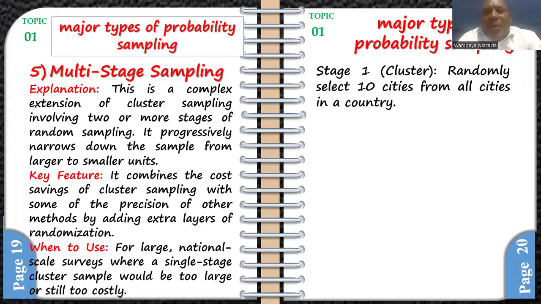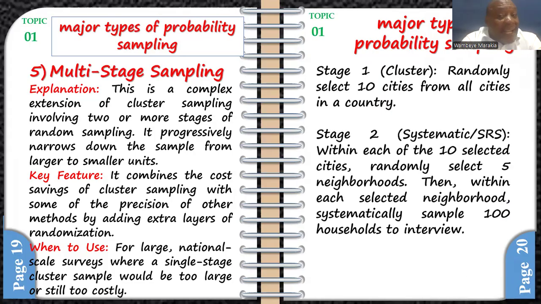In this one, we have stage 1, cluster: we randomly select 10 cities from all the cities in a country. Then in stage 2, we use either systematic or simple random sampling within each of the 10 cities selected in the first stage to randomly select 5 neighborhoods. Then within each selected neighborhood, we systematically sample 100 households to interview.